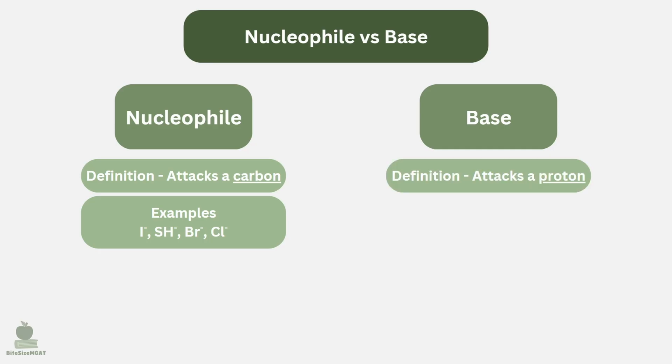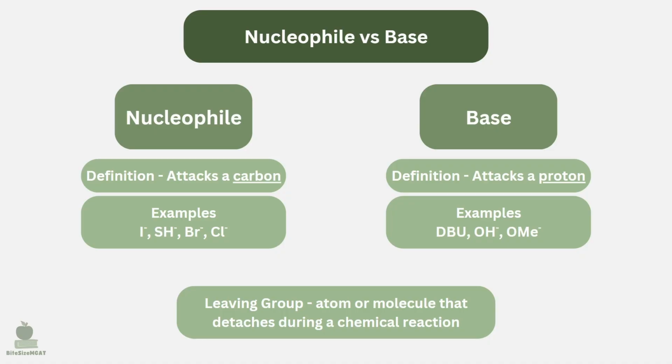On the other hand, a base is something that attacks a proton and steals it from the substrate. As a review, this is a Bronsted-Lowry base. The base will form a bond with this proton, and some examples include DBU, hydroxide, and methoxide. Another definition we will need to know is a leaving group, which is simply an atom or molecule that detaches during a chemical reaction. So, overview, nucleophile attacks a carbon and bases attack protons. One thing to note is that some molecule can be both a strong base and a strong nucleophile, just one or the other, or weak in both categories. We will discuss more on this later.